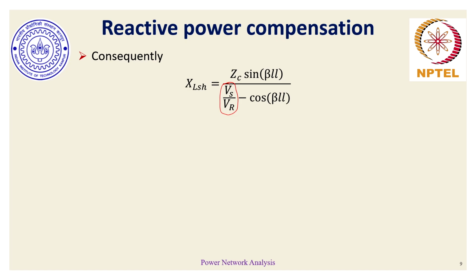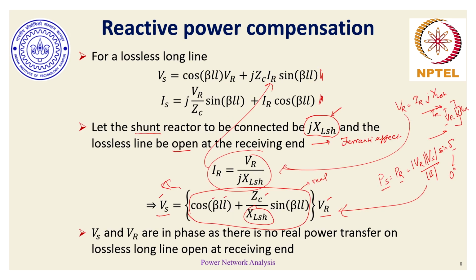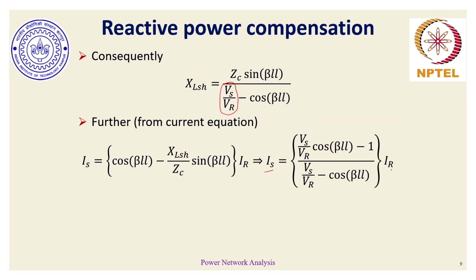We can also look at the expression of current. From the current perspective, if we substitute this expression for IR, putting VR in terms of IR × jXLSH, then we have a similar expression where IS is in phase with IR, because Vs by Vr, the magnitudes could be different, but Vs and Vr don't have any phase difference since there is no need of any real power flow. So essentially, this number also is a pure real number. The phase angle difference between sending end current and receiving end current is zero. There is no phase difference at all.